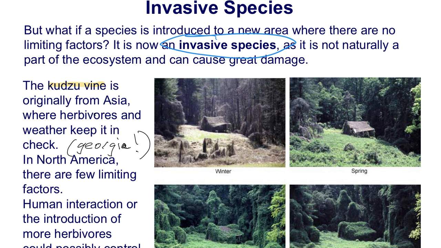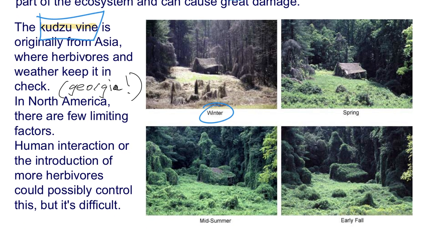So, an example would be the kudzu vine, and in Georgia, you can see it all over the place. Like, here's a winter where the leaves die on it, but then look what happens as we go to spring. It starts growing, and pretty soon it's covering everything. The cabin's totally covered.